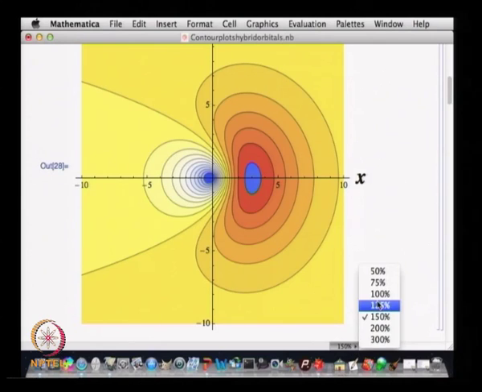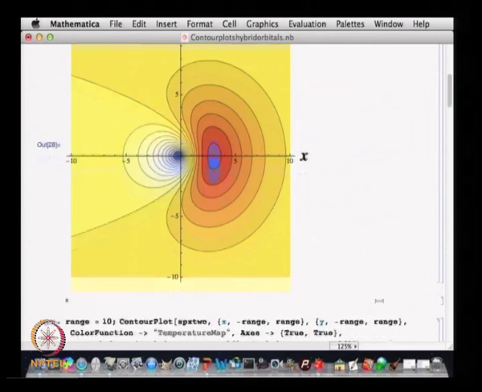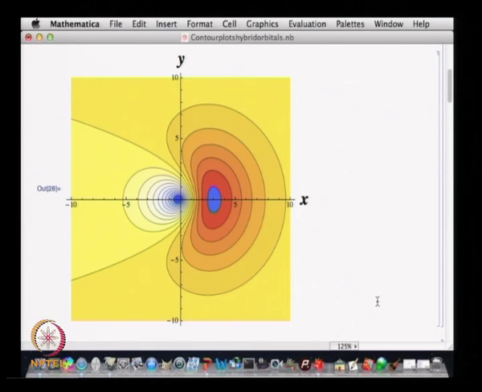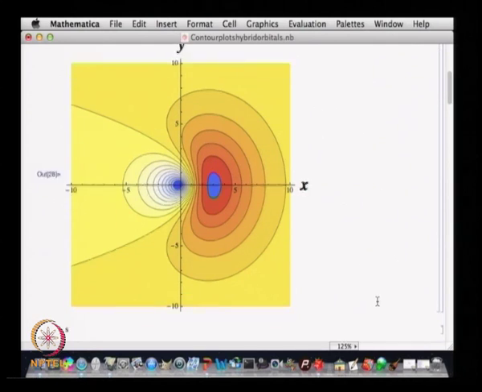Let me make it a little bit smaller so that you can see the y axis also. So that is your x and that is your y axis, and you can see that it is pointing in the x direction. This is your hybrid orbital phi 1.